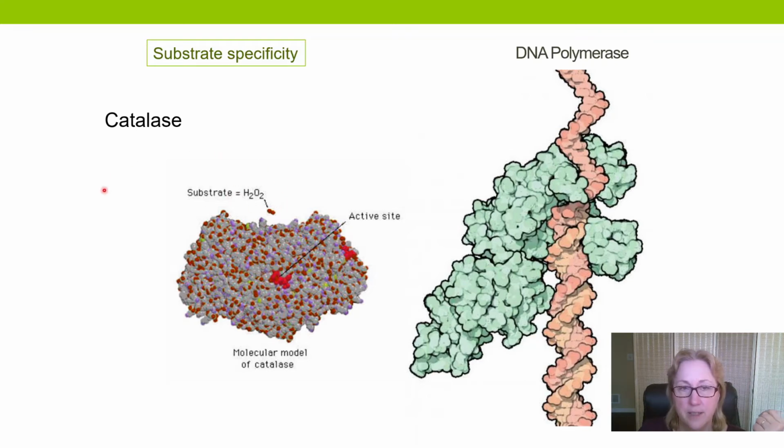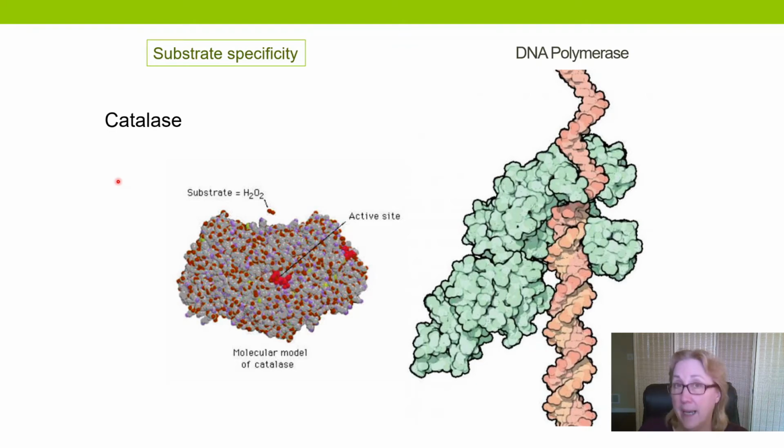H2O2 there is hydrogen peroxide. And it's a waste product of oxidative metabolism. So our cells have catalase to turn this into water and oxygen. But that's all it does. Catalase can't do anything else. Its active site can only bind hydrogen peroxide, and breaking down hydrogen peroxide into water and oxygen is a spontaneous reaction. It's downhill. It happens at cellular temperatures very slowly.